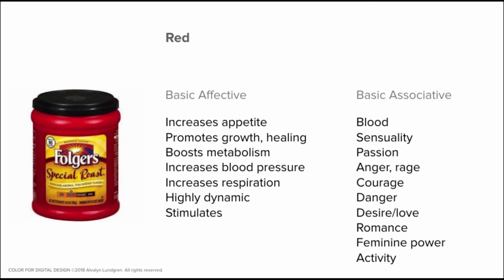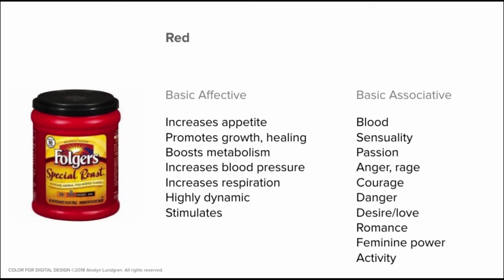Dynamically, it is the color we see first. It does have the longest wavelengths, so it advances very quickly. That's why stop signs are red. That's why we have red signal lights in intersections. That's why many of our emergency vehicles are red.